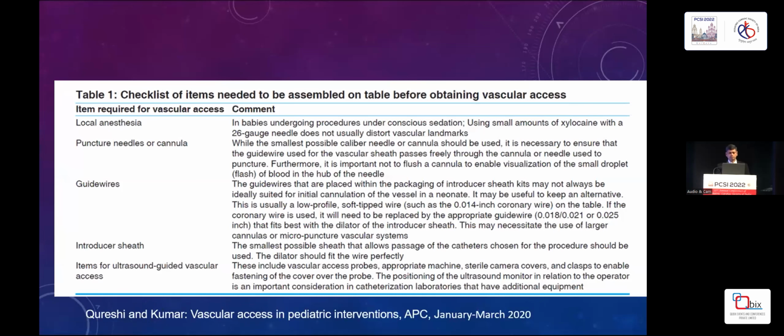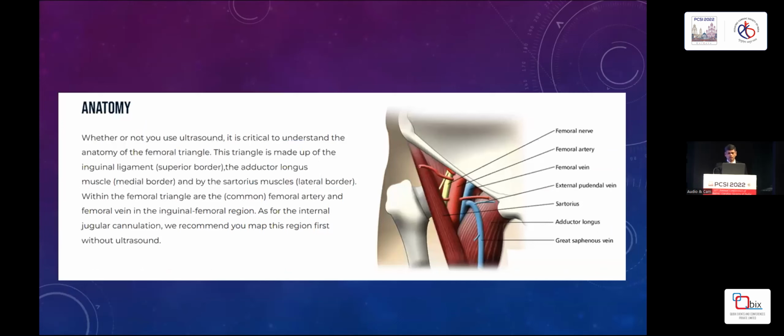These are the checklists from a paper by Dr. Sack and Dr. KK. Actually, if we take care regarding the puncture, like local anesthesia, we all know all about this, but I have to stress upon ultrasound guided puncture. Nowadays in smaller kids, ultrasound guided puncture will give fewer complications. And before that, we have to understand the anatomy. Most of us, while we are busy doing the intervention, forget where to puncture exactly.